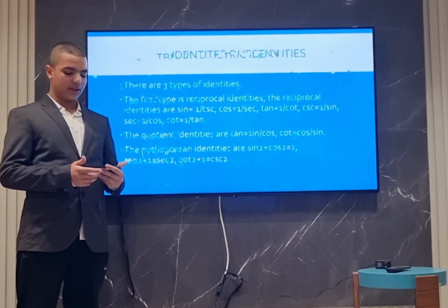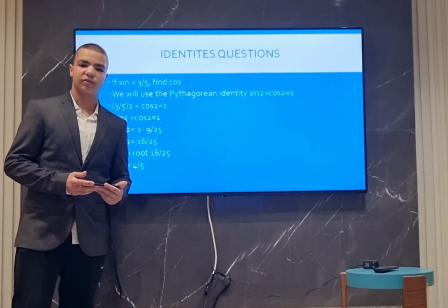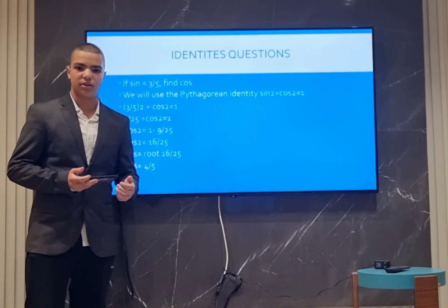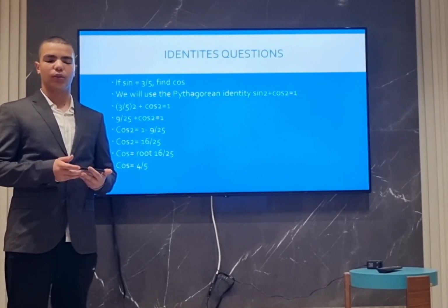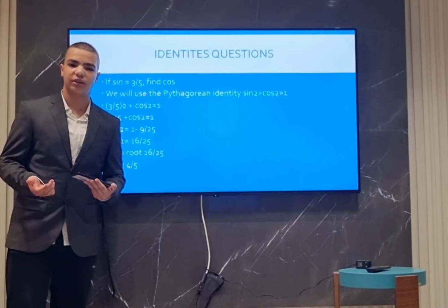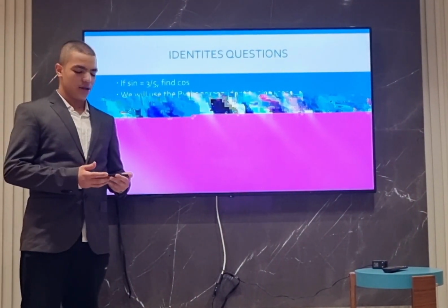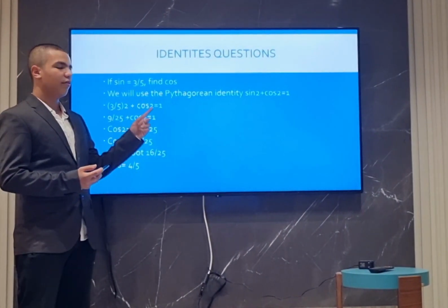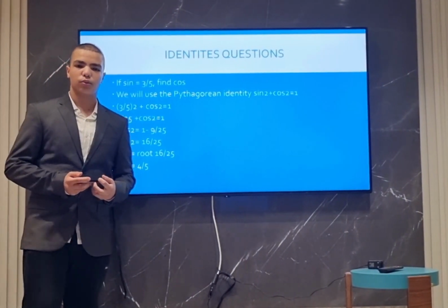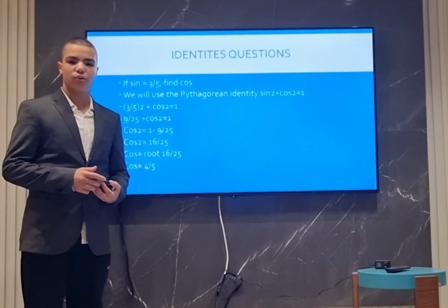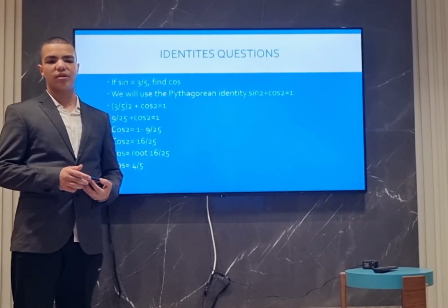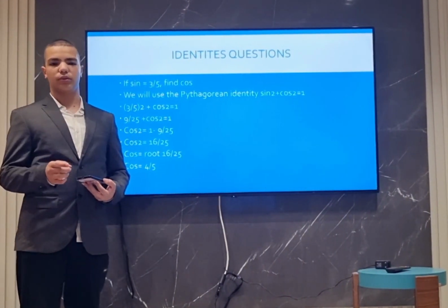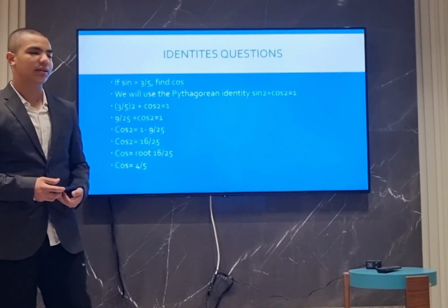The first type of questions on the identities is that he will give you a trigonometric ratio, and he wants you to find another trigonometric ratio using the identities. So here we have, if sine theta is equal to 3 over 5, find cosine theta. First thing we have to do is to think about an identity that contains both sine and cosine. Yes, there is one. Sine power 2 plus cosine power 2 equal 1. So we will use this identity.